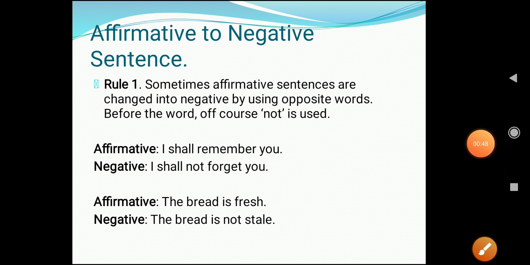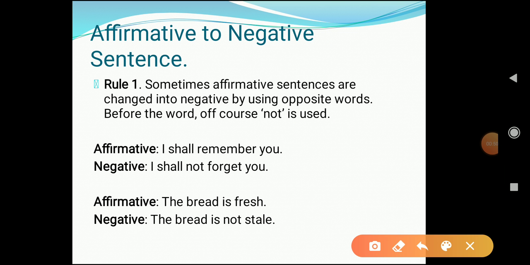Okay, so let's see rule 1. Rule 1 says that sometimes affirmative sentences are changed into negative by using opposite words. Opposite word over here means by using the antonym of the word which is used in the given sentence. Before the word, of course, not is used, because as we are converting into a negative sentence, we have to use the word not. That is but obvious.